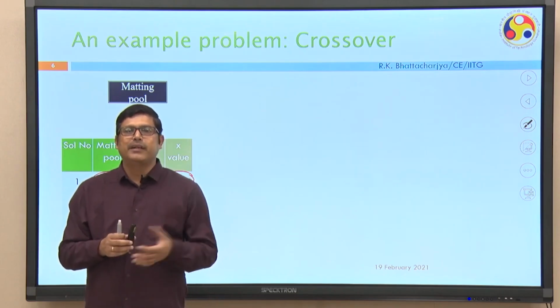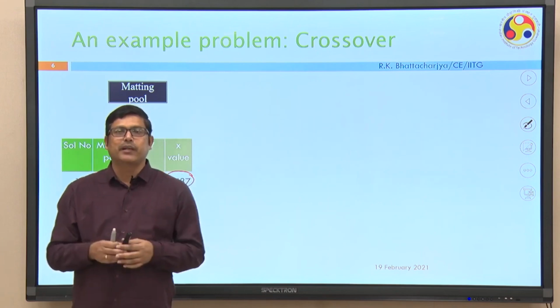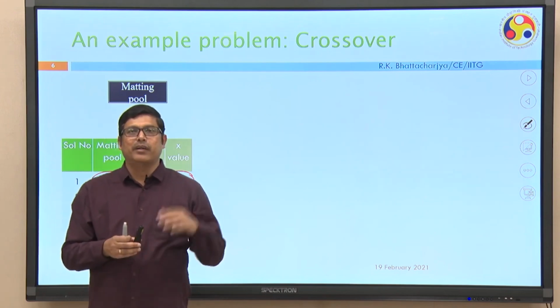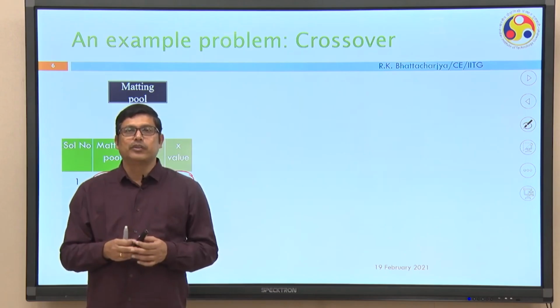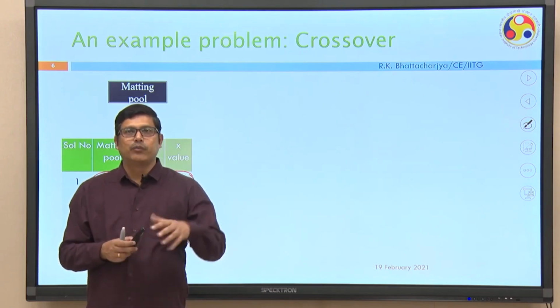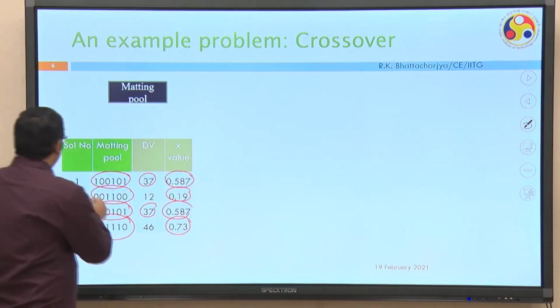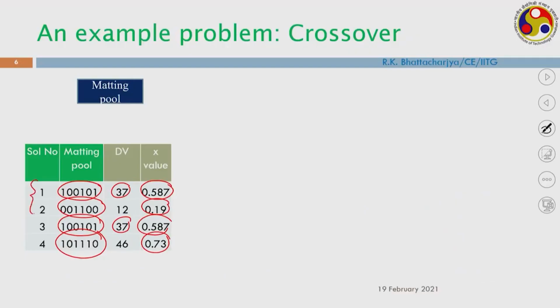As I said, PC can be 0.65 to 0.95 or sometimes 100%, but in this case I am taking 100%, that means all the solutions will go for crossover. And then you have to do it randomly. In this case I have selected that the first solution will go for crossover with the second one, and similarly 3 and 4 will go for crossover.